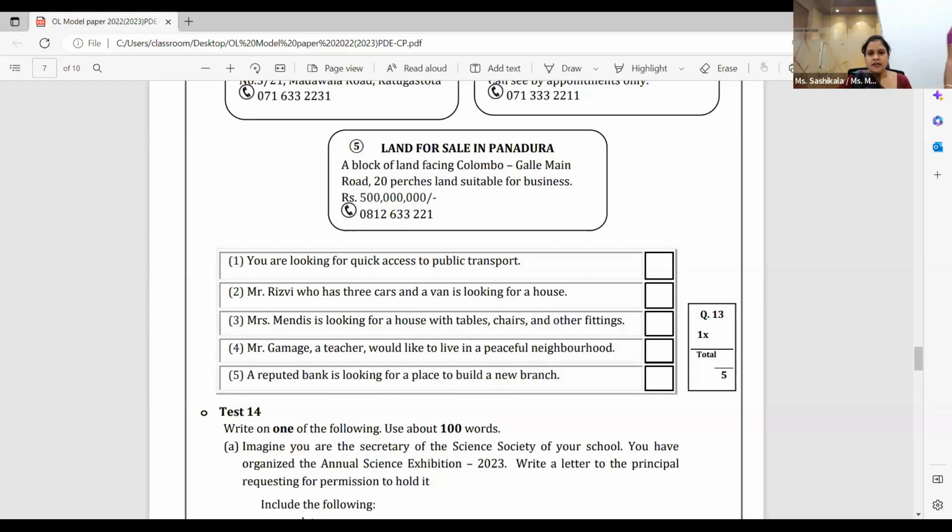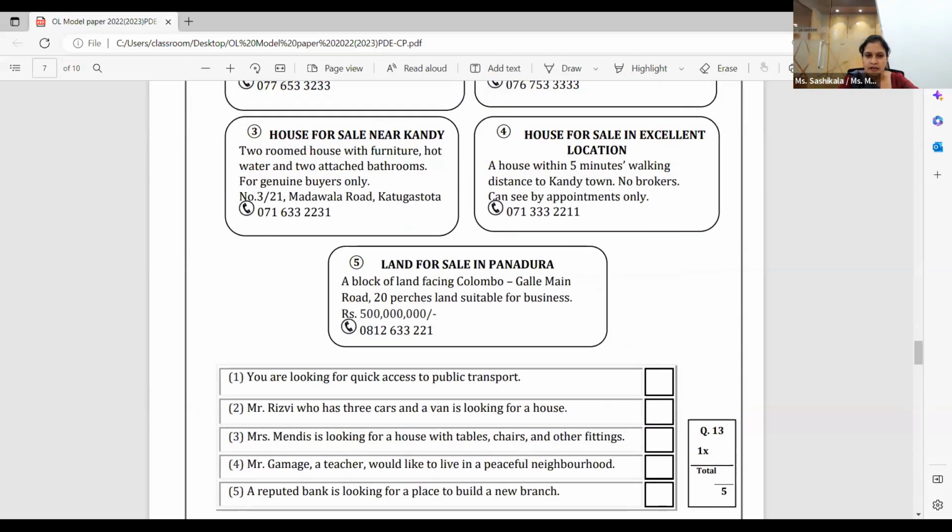Mr. Gamage, a teacher, would like to live in a peaceful neighborhood. Peaceful neighborhood. He is looking for a place in a peaceful environment. The 5th one, a reputed bank is looking for a place to build a new branch. So for business purposes, they are looking for a building, right? These are the things that you have to keep in your mind, find the answers and write the numbers accordingly.